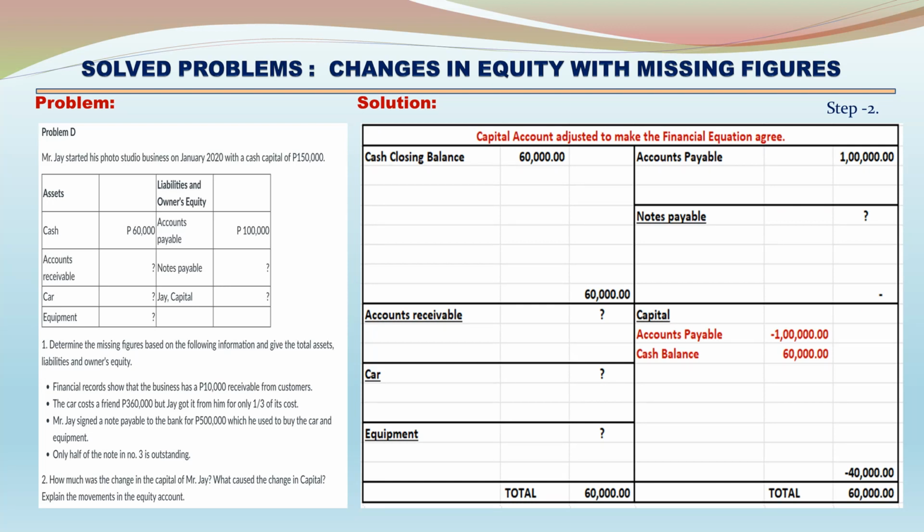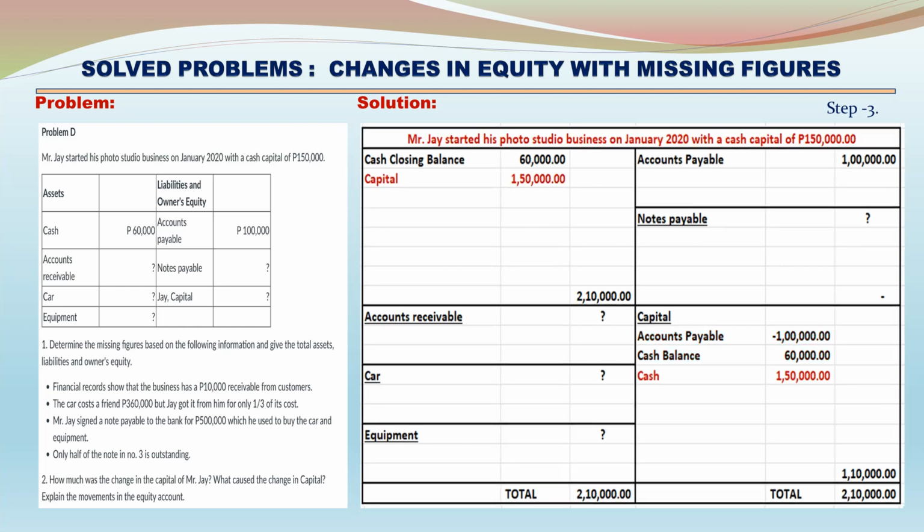On the liability side, capital, accounts payable minus 100,000, cash balance 60,000, capital minus 40,000, total assets 60,000, total liabilities including capital is 60,000. Mr. J started his photo studio business in January 2020 with a capital of 150,000, cash debit 150,000, capital credit 150,000, total cash 210,000, total capital 110,000 and accounts payable 100,000, total liabilities 210,000.